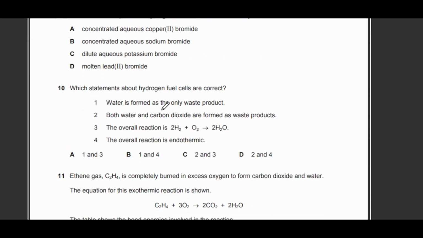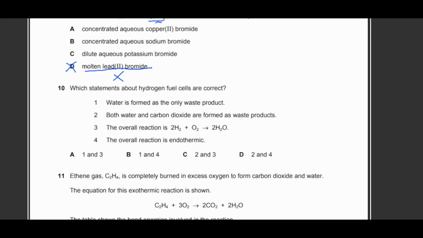Question 9. Which substance produces hydrogen and bromine when electrolyzed? Okay. First off, you are producing hydrogen, right? When you electrolyze molten lead bromide, you will not get hydrogen because lead bromide does not contain hydrogen, right? So therefore D is wrong. The 3 of these might produce hydrogen because they are all aqueous, okay?